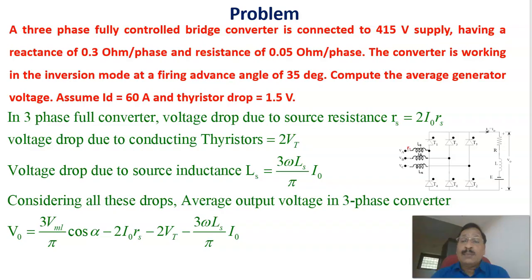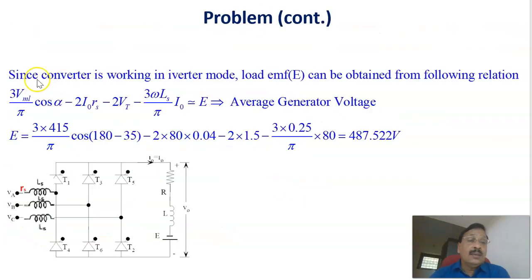Therefore, the available voltage at the output side is equal to 3 VML by pi cos alpha, minus the drop in the resistance 2 I naught Rs, minus the drop in the thyristor 2 Vt, minus the drop due to the source inductance. That is the output voltage. Since the converter is working in inverter mode, the firing angle will be more than 90, and the advance angle is given as 35. Therefore, the firing angle will be 180 minus 35.